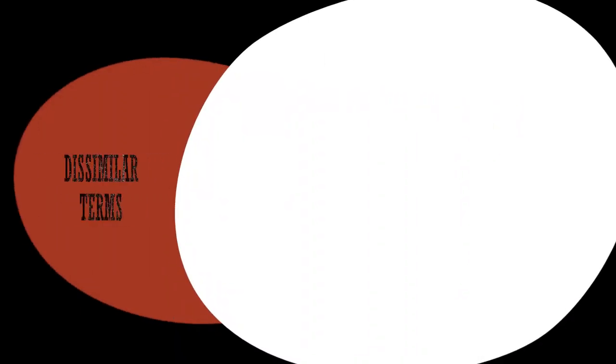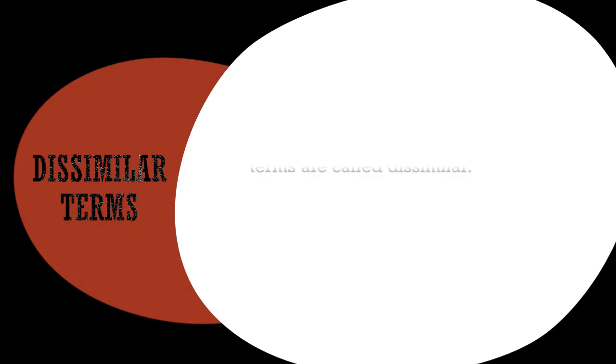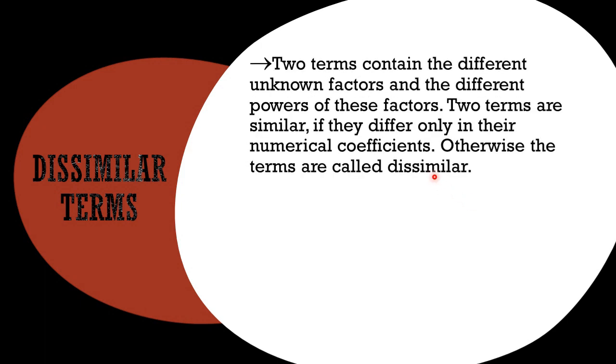Now, dissimilar terms. Two terms contain different unknown factors and different powers of these factors. Two terms are similar if they differ only in their numerical coefficients. Otherwise, the terms are called dissimilar. Let us see an example, my dear.